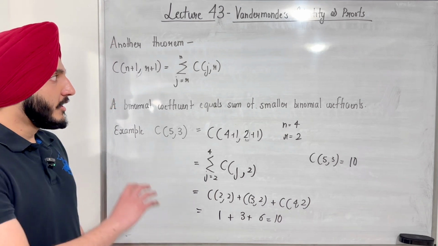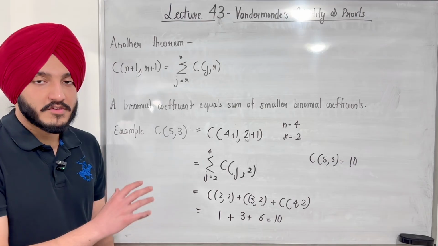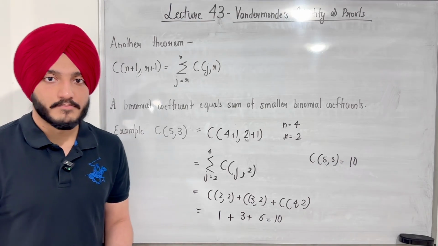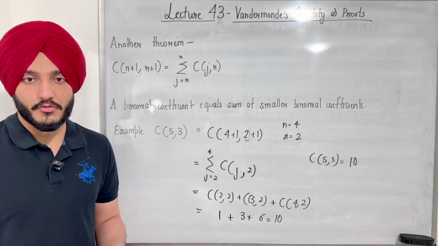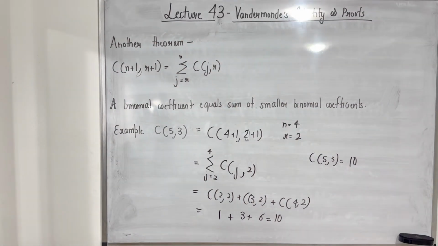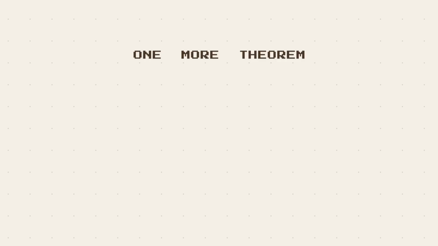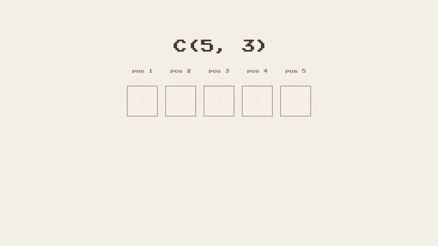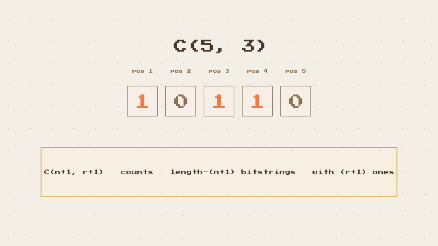Okay, now let me quickly show you the proof of this theorem using bit strings. It's going to be a very interesting way to show the proof. Okay, so let's understand this theorem now. A binomial coefficient equals a sum of smaller ones, right? You start with C(5, 3). That means choosing which 3 of the 5 positions get a 1. So C(n+1, r+1) counts length n+1 bit strings with r+1 ones. This might seem confusing, but let's understand this closely, right?